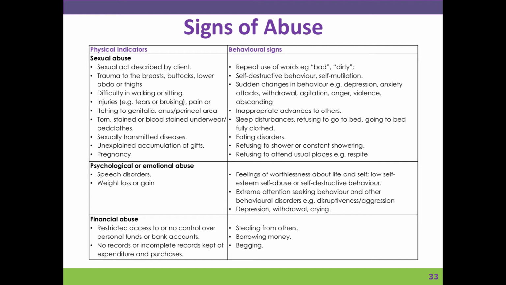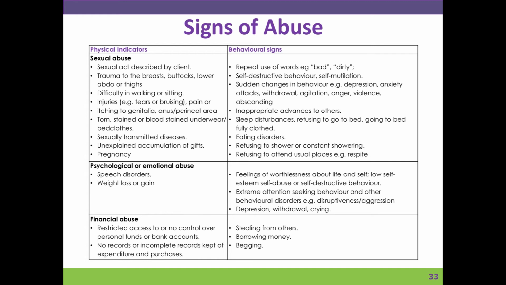Some behavioural signs that sexual abuse is occurring can be the repeat use of words such as bad or dirty, self-destructive behaviours, sudden changes in behaviour, for example, depression or withdrawal, inappropriate advances to others, sleep disturbances, refusing to go to bed or going to bed fully clothed, eating disorders, refusing to shower or, the other extreme, constant showering, and refusing to attend the usual places they go to, for example, respite.